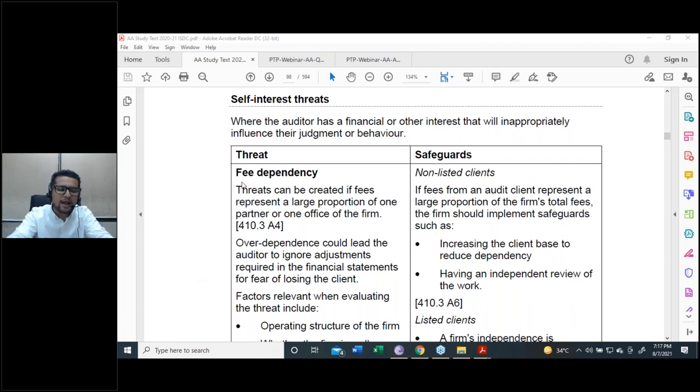Yes, the threats and all this are tested in Section A. Definitely, all this ethics is a very favorite topic of the examiner when it comes to OTQs. Yes, I can spare the last moments of today's session on the changes. I will be discussing changes within the last few minutes of the webinar. So hang on.